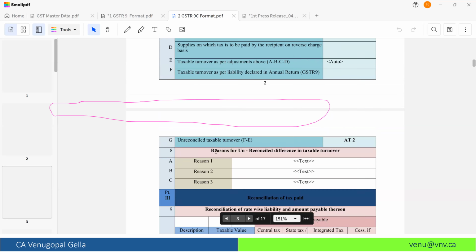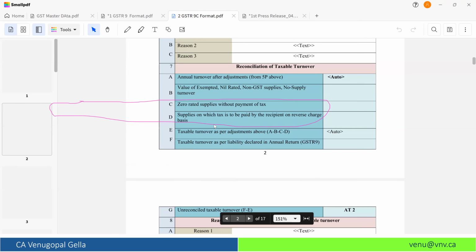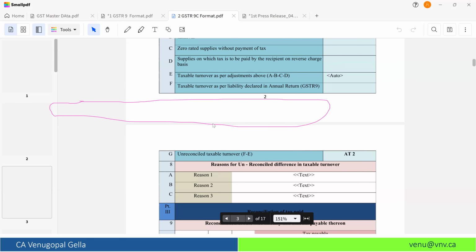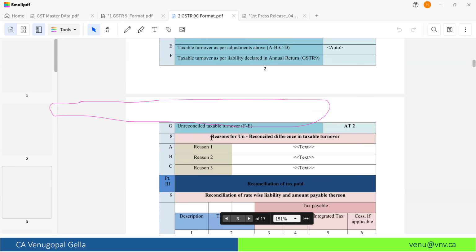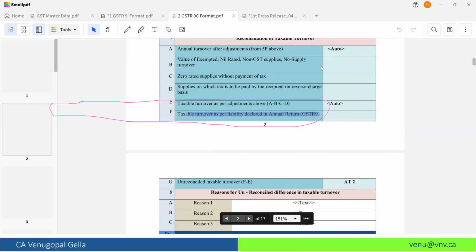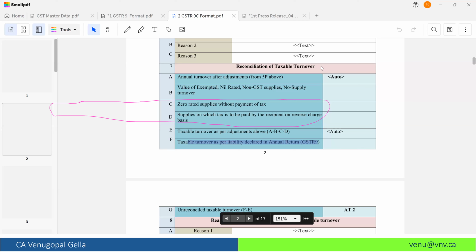Now if you see in your table 7, reconciliation of the taxable turnover, the taxable turnover is compared with the taxable turnover as per liability declared in GSTR-9. This value which is declared in GSTR-9 is adding tables 10 and 11. So you are disclosing your RCM liability in table 10, while table 7 will not have RCM liability.